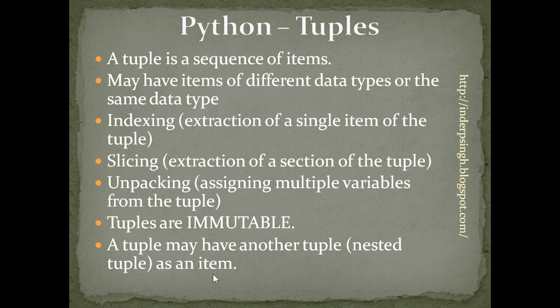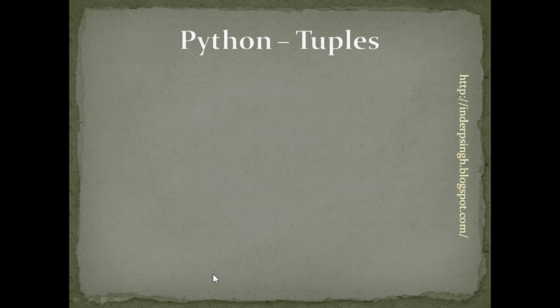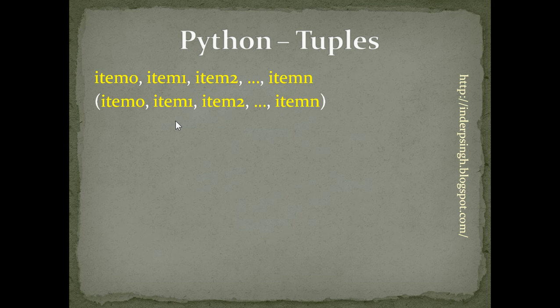Now let us see the format of a tuple. A tuple is items separated by commas. So we have item 0, that means item with index 0, item 1, item 2 and so on. Also, a tuple can be defined as comma separated values within parentheses. Now let us see tuples in action in Python.